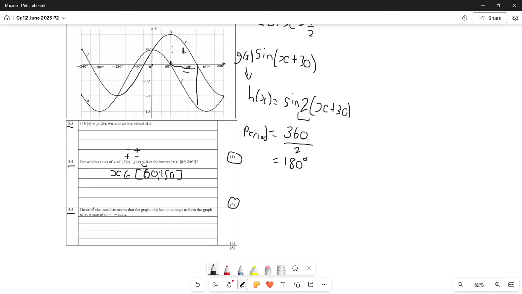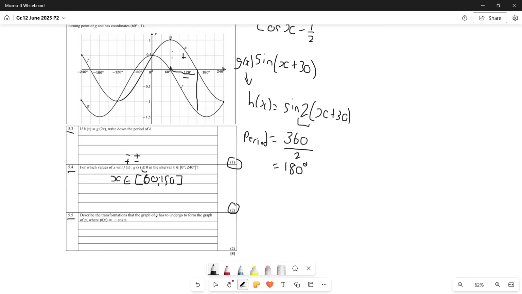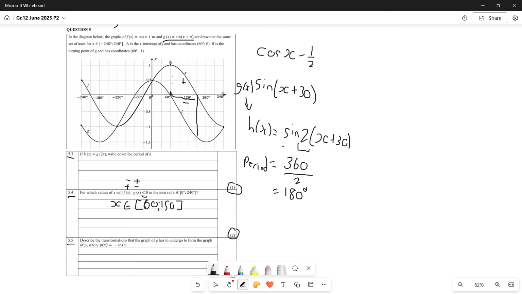And that is done. Okay, great. Question 5.5, it says describe the transformations that the graph of g has to undergo to form the graph of p, where p of x equals negative cos x. So this is also 2 marks. So where the graph of g is now undergoing some changes to form p of x, and p of x equals negative cos x. So our g of x was this guy over here.